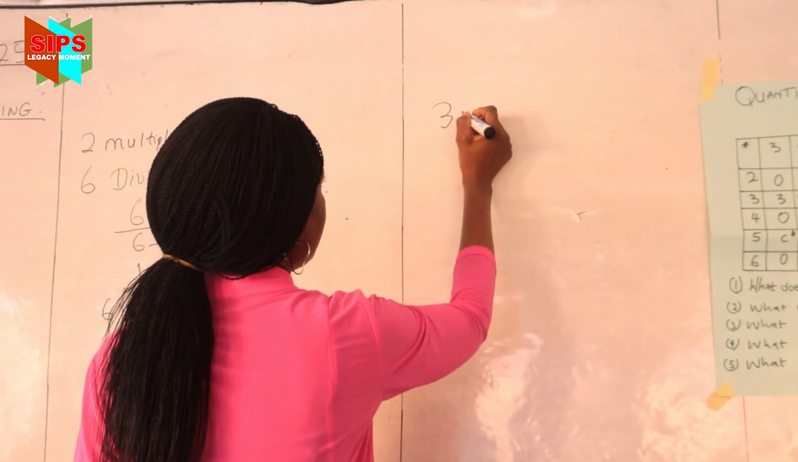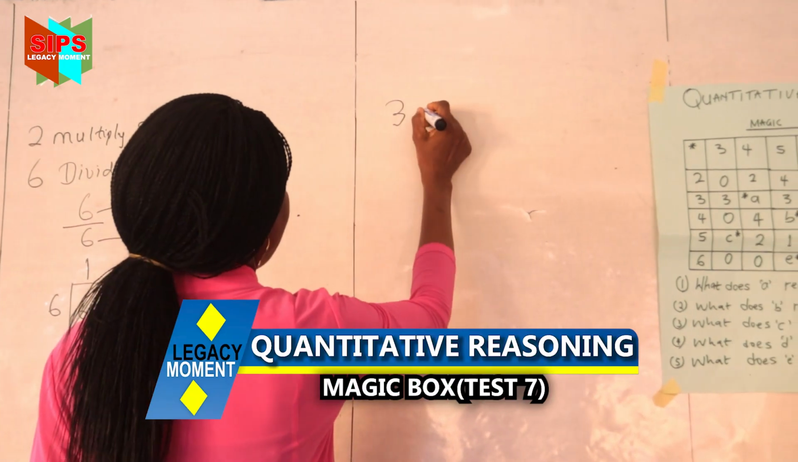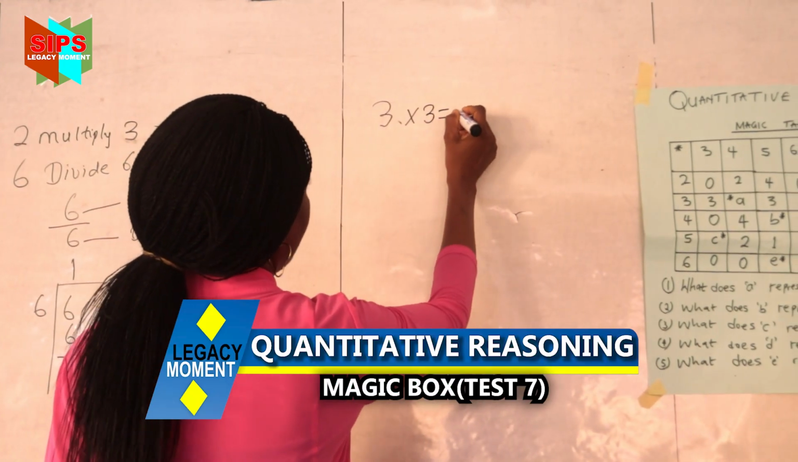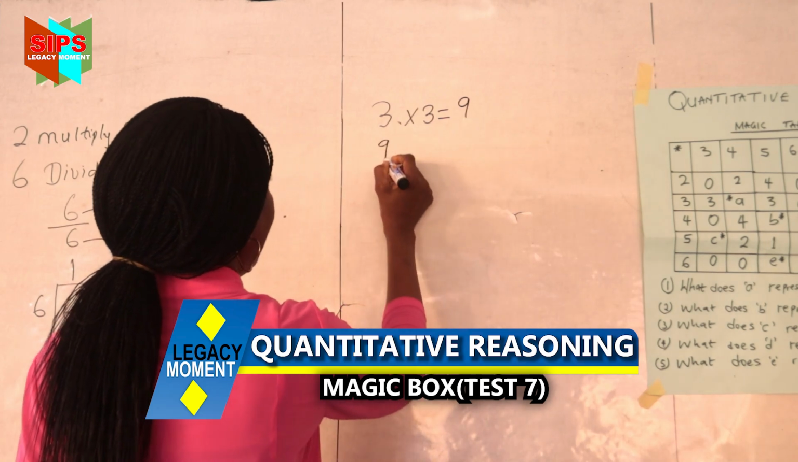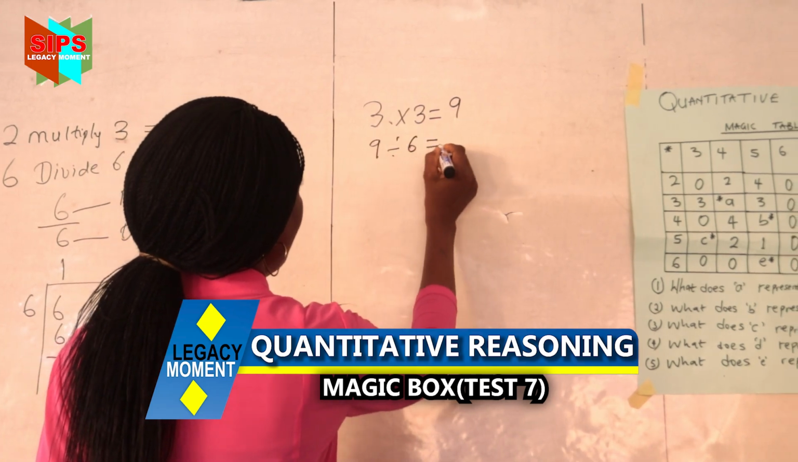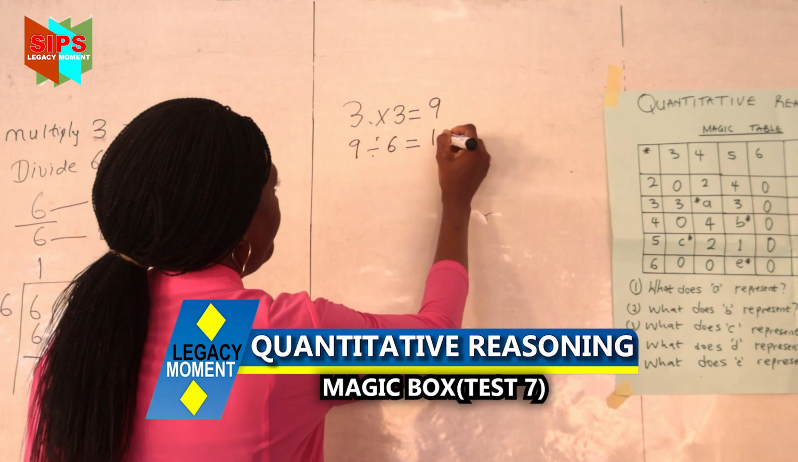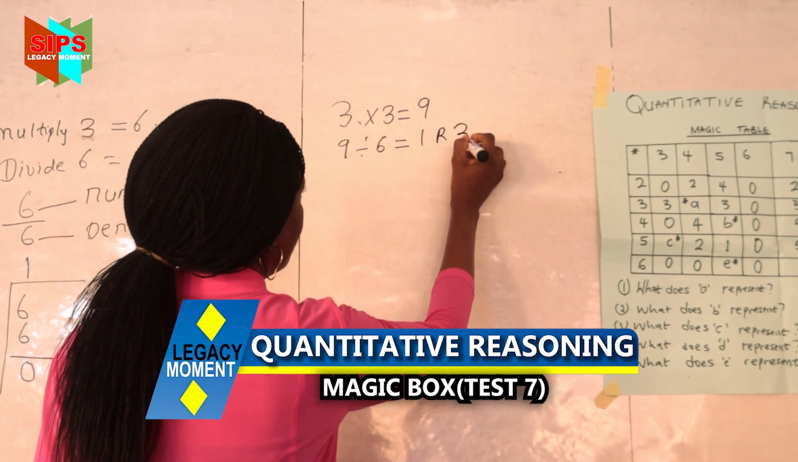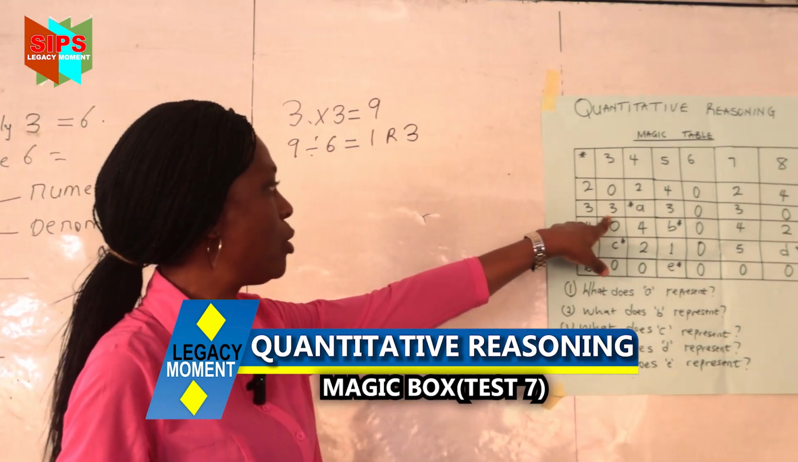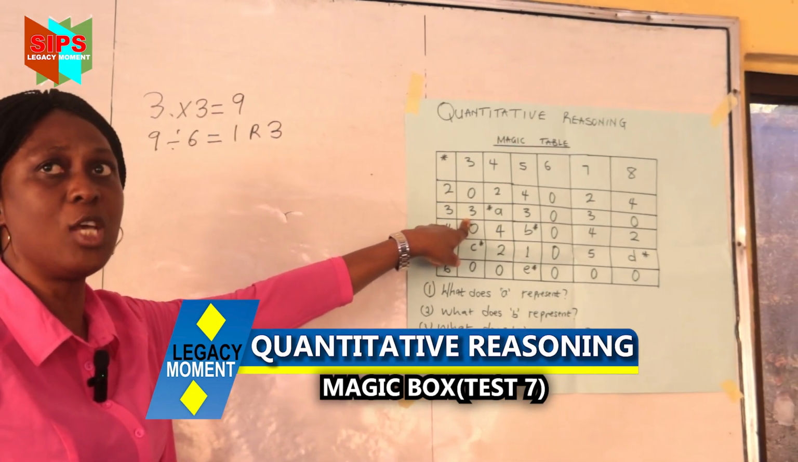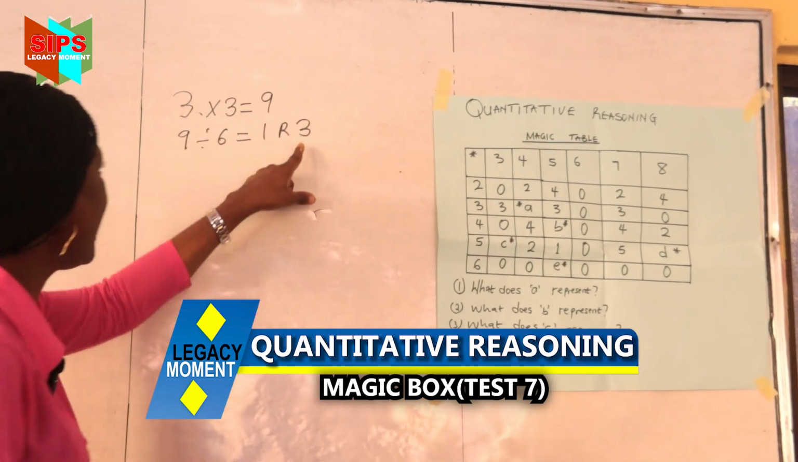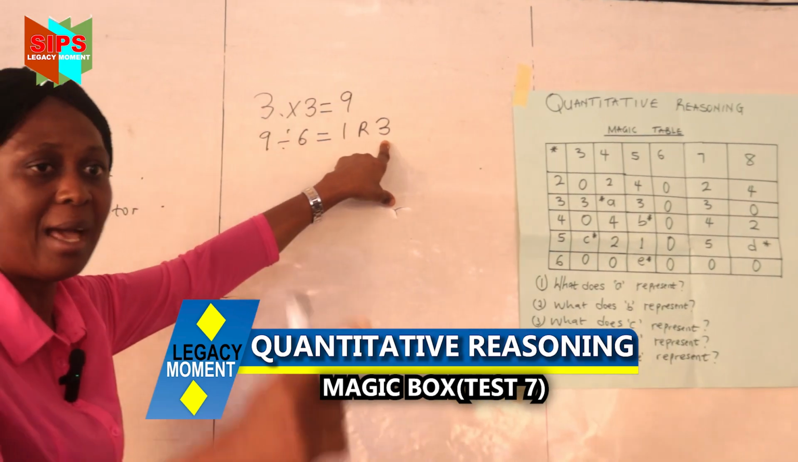So now, I'll go straight. 3 times 3 will give us what? 9. 9 divided by 6 will give us what? 1 remainder 3. So which means that we are right to the task. Our answer here is what? 3. So which means they are not taking what? The remainder as the answer.